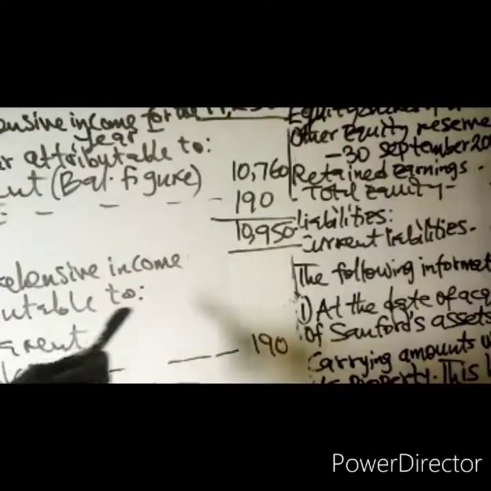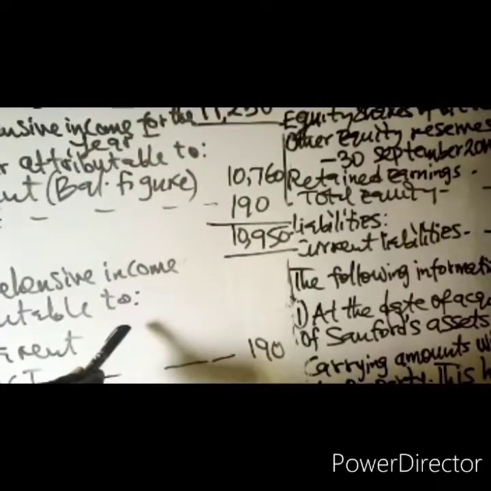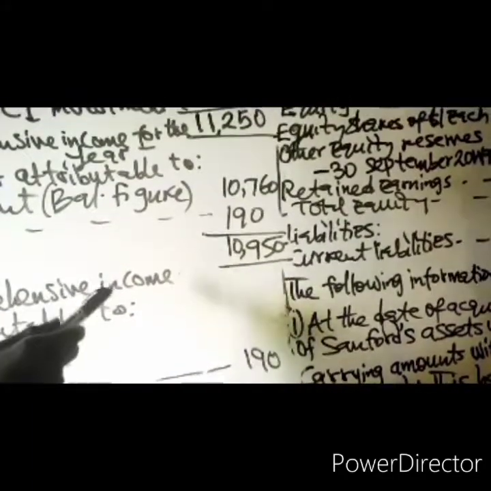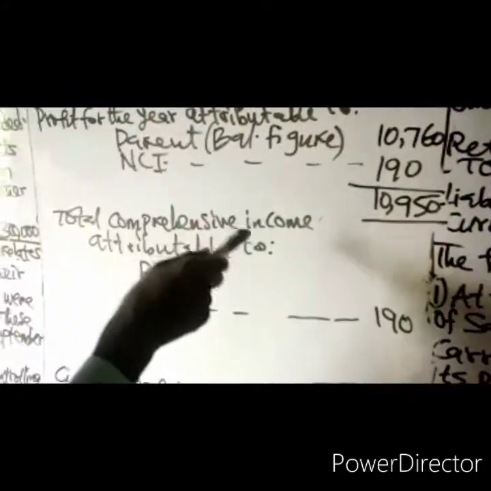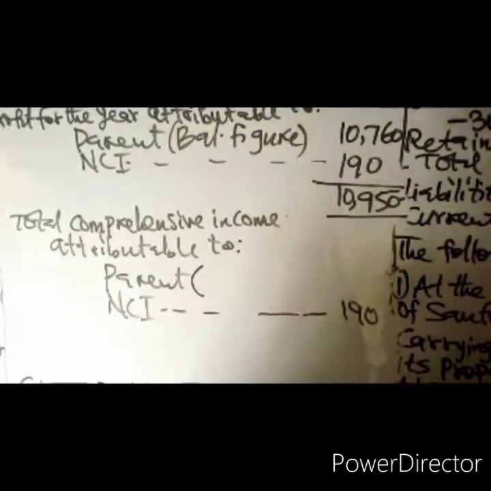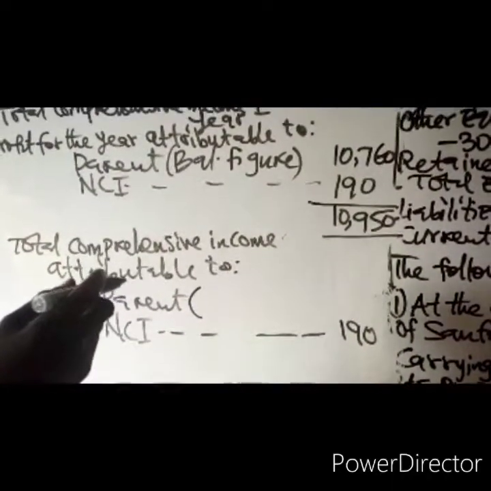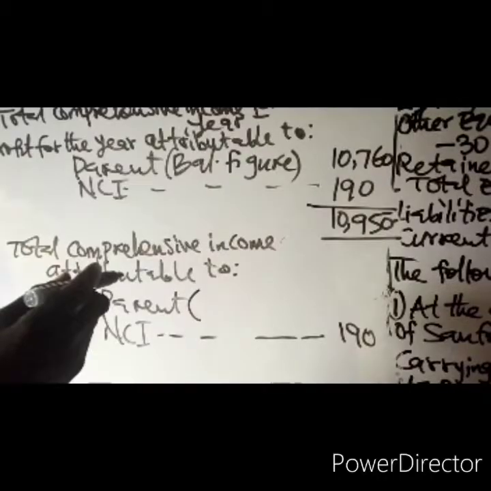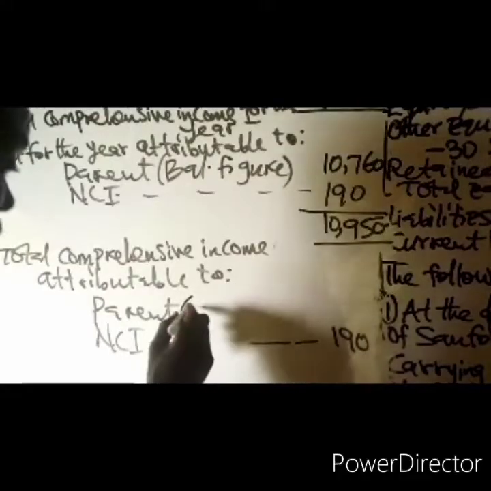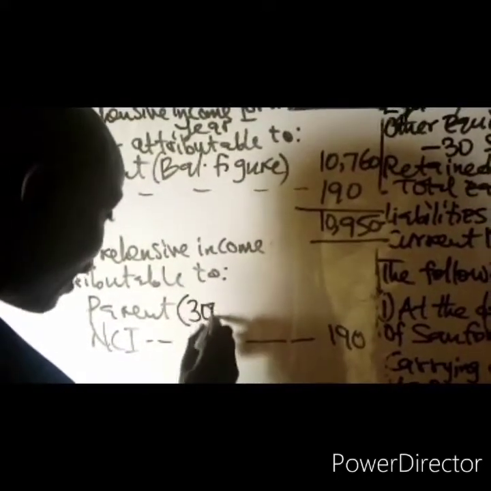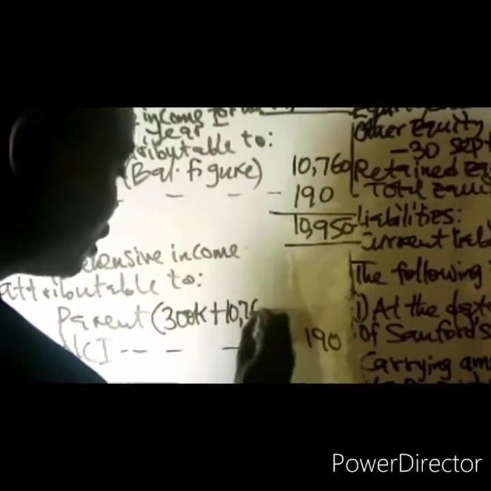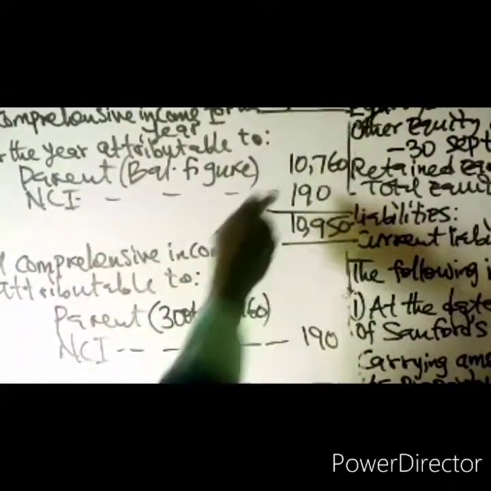Then you were also told, from note 4, that Premier's investments include investment in shares which at the date of acquisition were classified as fair value through other comprehensive income. Premier is the owner of that fair value increase. You were told the investment has increased in value by 300,000. So since Premier is the owner, you are going to add that fair value increase of 300,000 to the 10,760 profit for the year attributable to the parent.